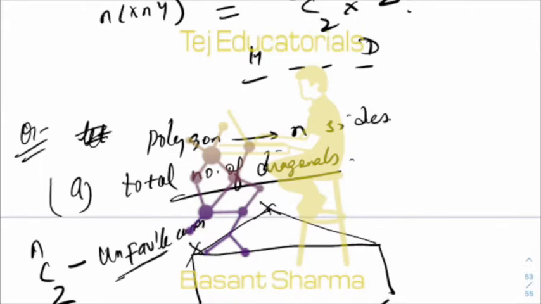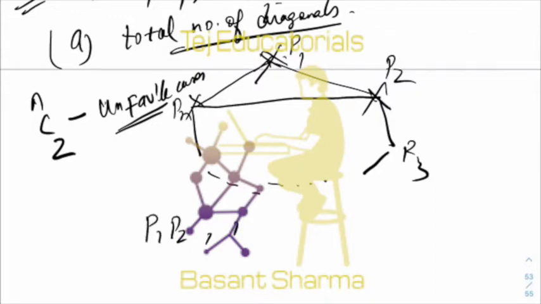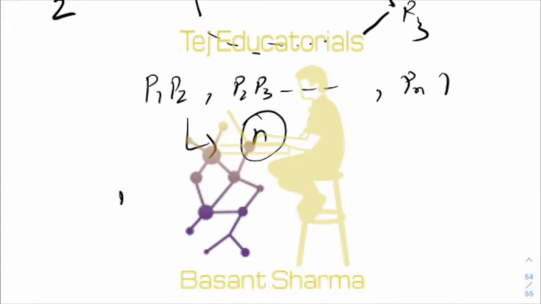Now unfavorable cases are those when you are selecting 2 adjacent vertices. Now, in how many ways can you select 2 adjacent vertices? One is these two. If I label them as P1, P2, P3 till Pn, so one choice is P1, P2, then P2, P3, till Pn, P1. So how many such choices are there? There are n of them. So the final answer would be nC2 minus n.